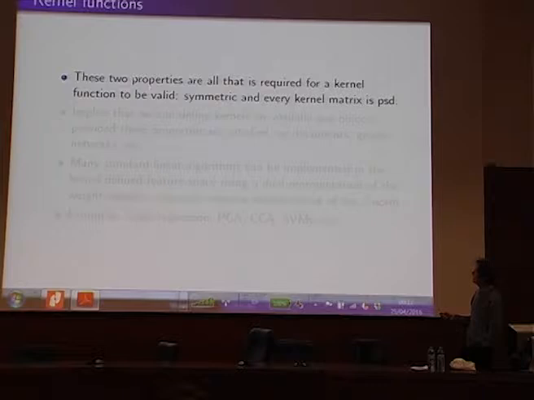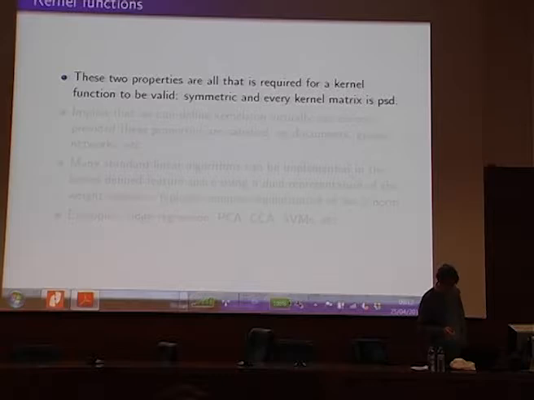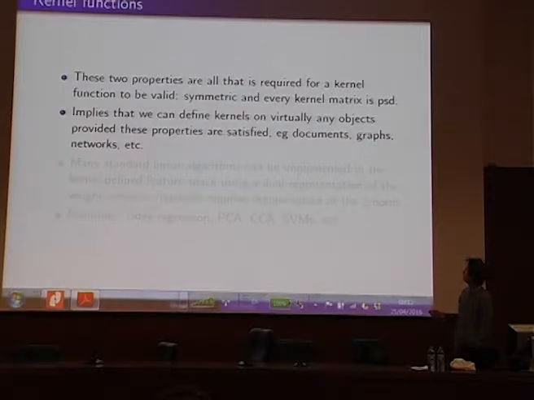So basically, if you have a function that is symmetric and every kernel matrix is positive semi-definite, then it defines a feature space. And you can use it for any kernel methods algorithm. It means, in addition, that we can define kernels on virtually any type of objects: documents, graphs, networks.